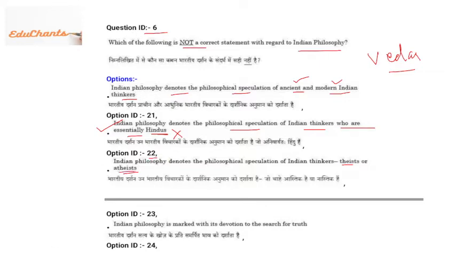Here, atheistic and theistic, those are the 2 groups of Indian thinkers. Yes, we do believe in them. Indian philosophy is marked with its devotion to the search for truth. Definitely we are searching for the truth, so option B is the correct answer.